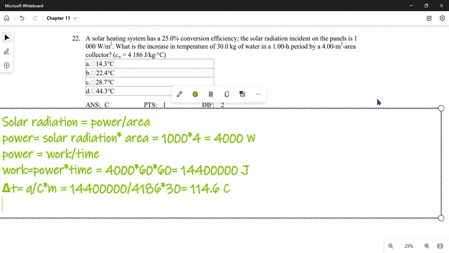But he said in the question, a solar heating system has 25% conversion efficiency. So 25% of this number equals simply 28.7 degrees Celsius. So the answer is C.